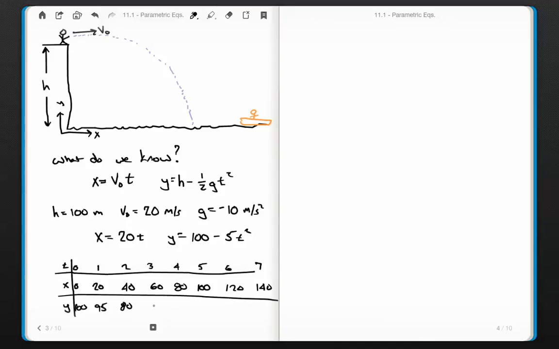And then it would go to 55, and then at 4 seconds, 16, 80, 20, and at 5 seconds, 25, 125, ooh, that's interesting, negative 25. So at this point, my rock is below the surface of the water. So this is done here, all right? So we've kind of plotted out all our stuff.